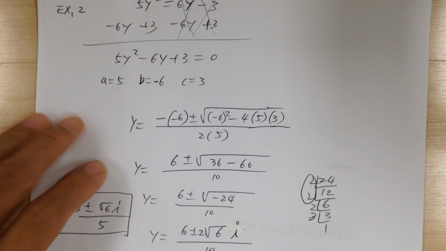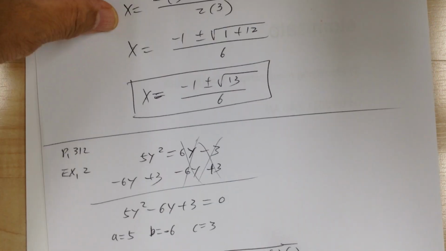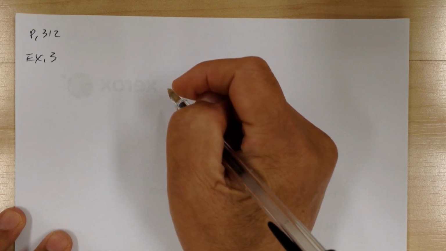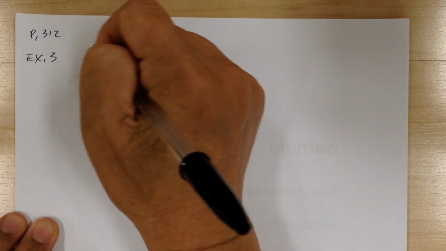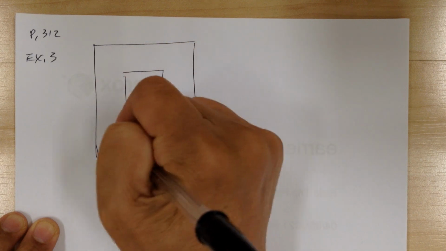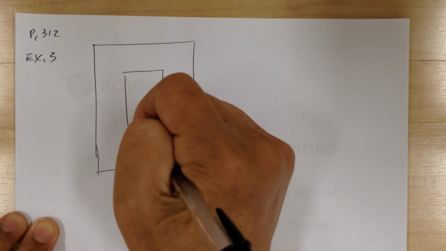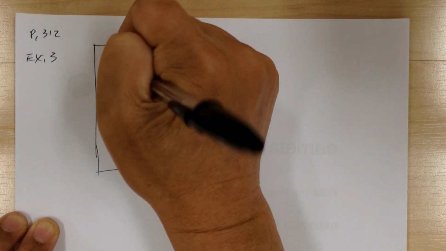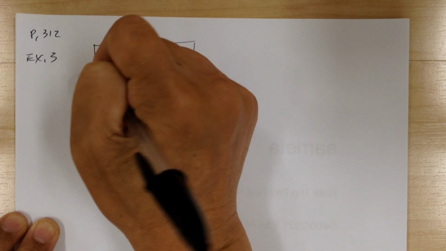Okay, let's go to example 3. So go and read the story and draw the picture if you have to. So over here you have a swimming pool with a walkway all the way around. The swimming pool, this is 6 and this is 10. Okay? And over here, this is the width of the pool.